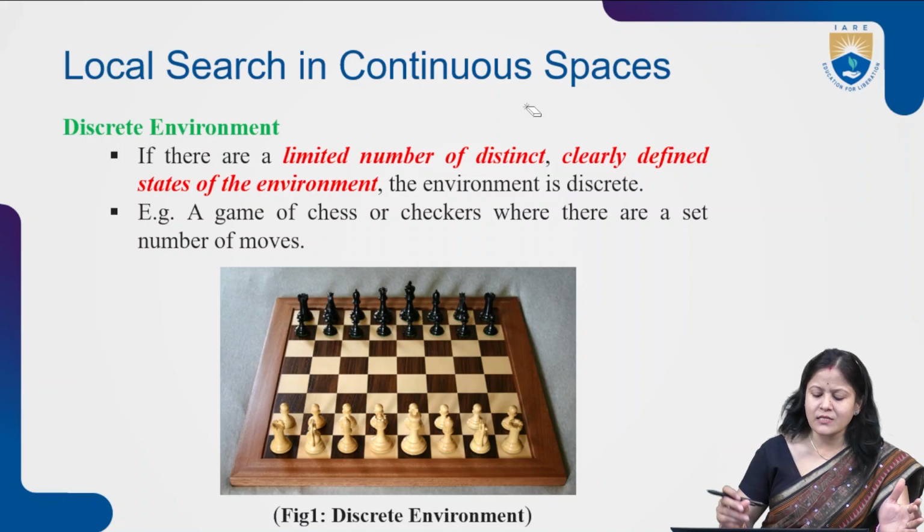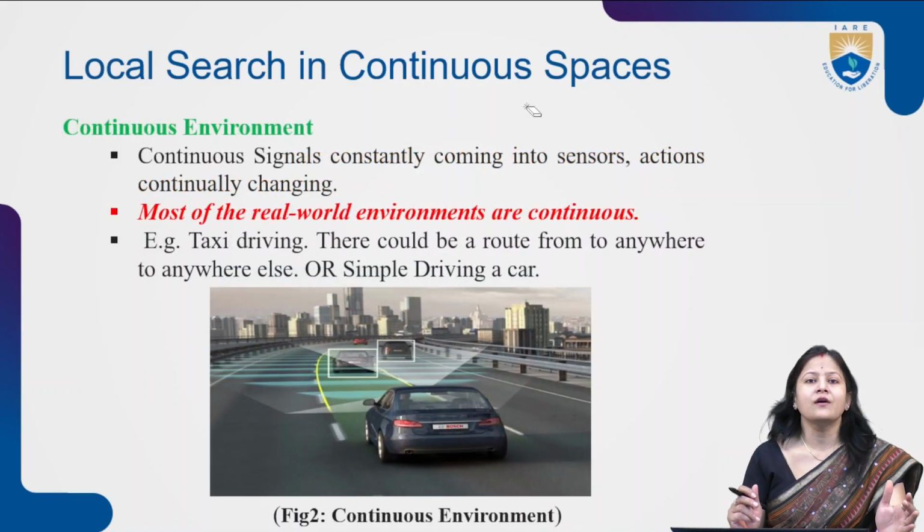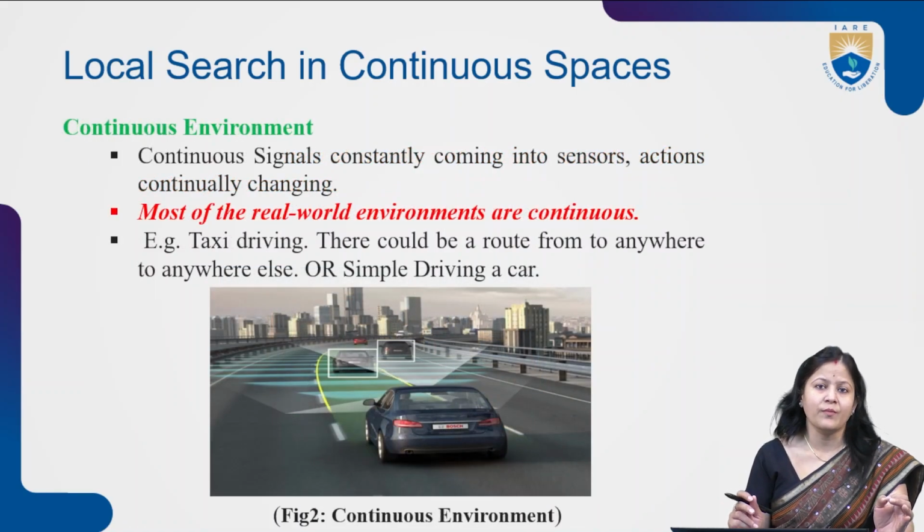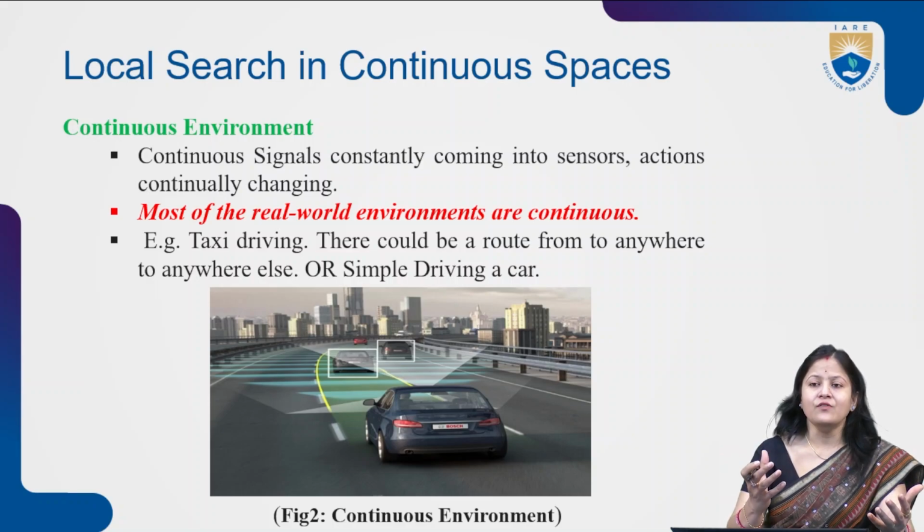Compared to the discrete environment, another environment is called the continuous environment. So what does continuous environment mean? Continuously the agent will be perceiving the information, and based upon the current information, the agent will start behaving. Here in this picture you can see a self-driving car, or you can take the example of a normal car also.